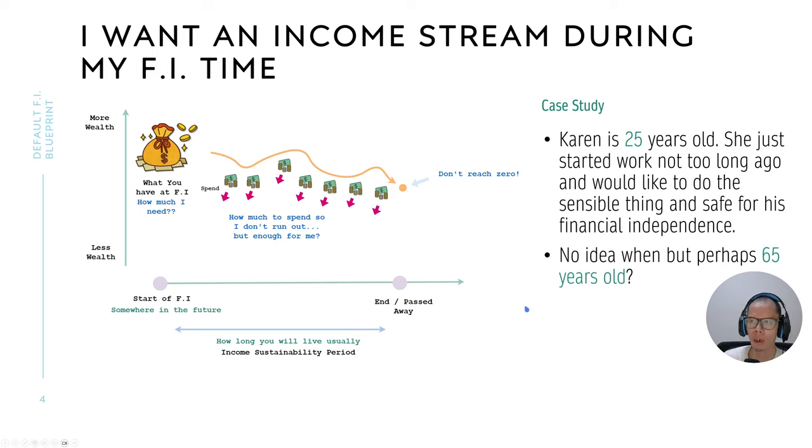In a certain sense, I probably didn't change the title for this slide. Basically, you can imagine that Karen wants an income stream during her FI. So what does FI look like? Imagine that at the start of FI, you have managed to accumulate a pot of money, and the question is how much do you need? A lot of it is also determined by the spending over time. What you want is to be able to spend over time so that you don't run out of money.